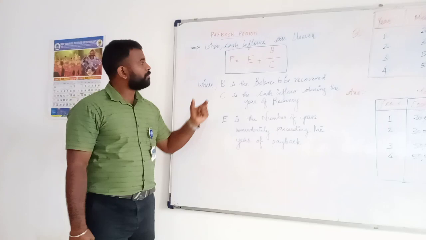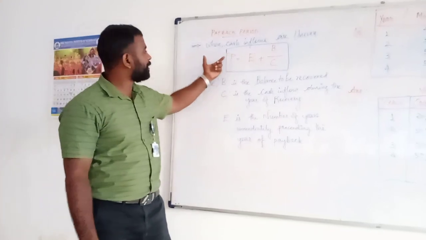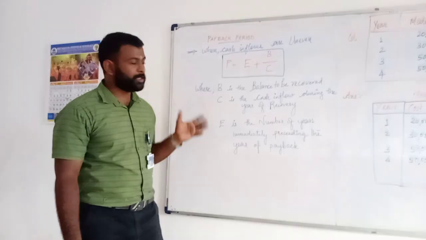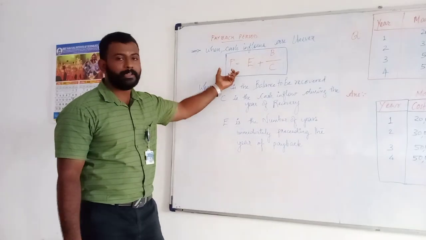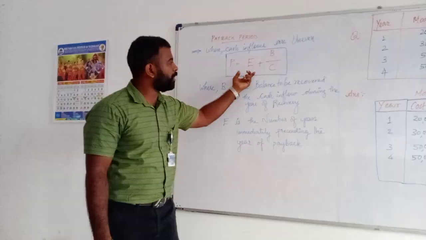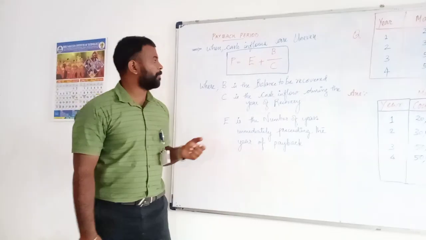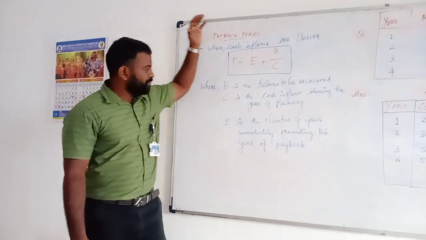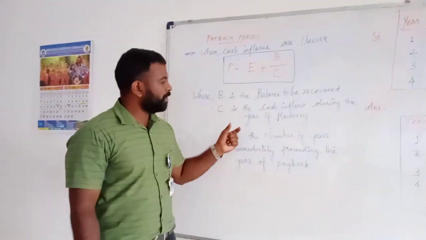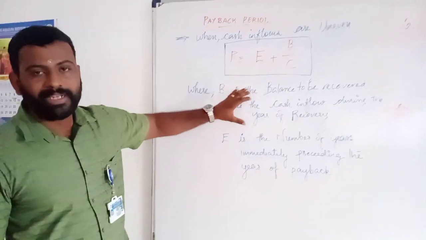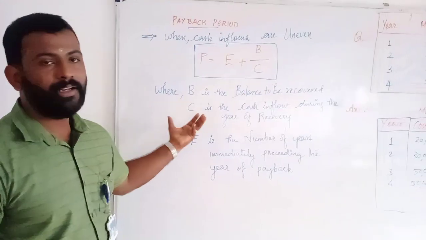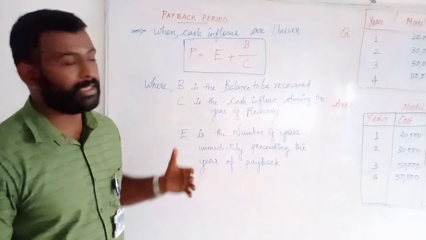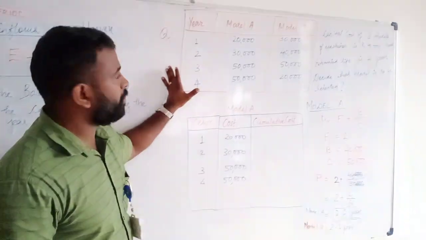Next we are going to find out the payback period when cash inflows are uneven. In such circumstances, the equation for finding the payback period is P is equal to E plus B by C, where B is the balance to be recovered and C is the cash inflow during the year of recovery. So let's move into an example, and we can explain it in detail.